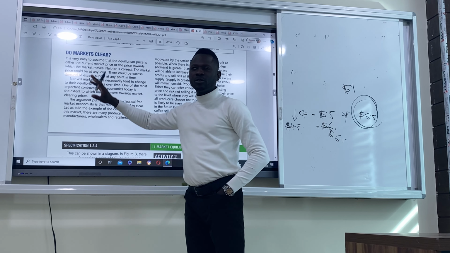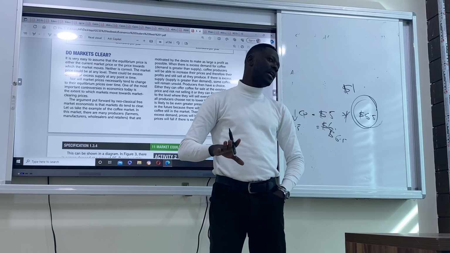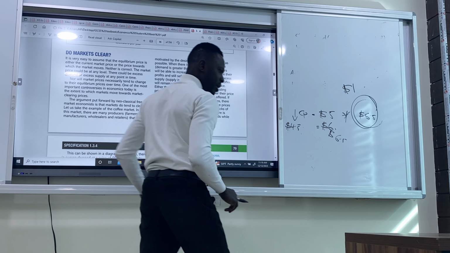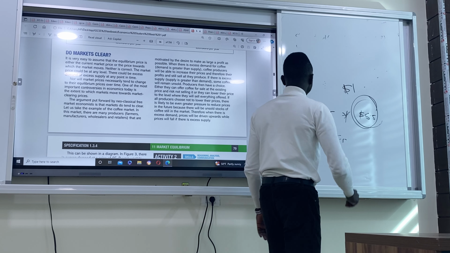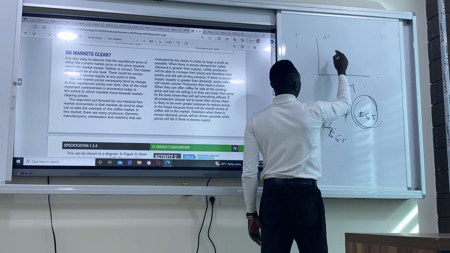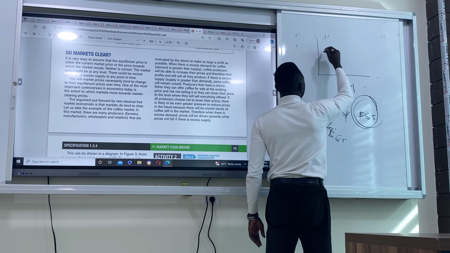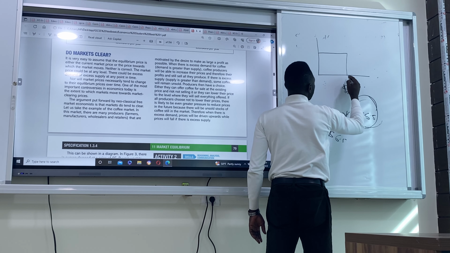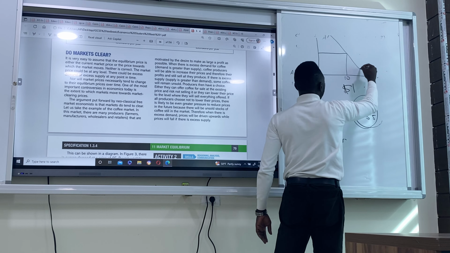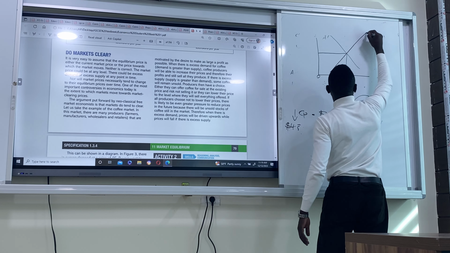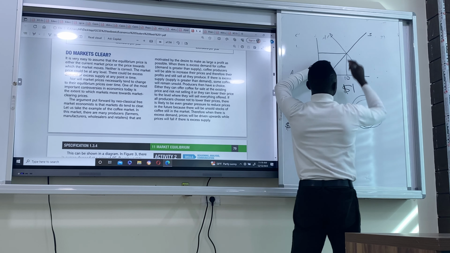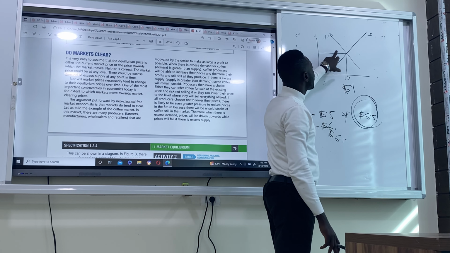Here they're saying, do we think that the market is always cleared? No. Because one thing is this. When we have our demand curve, let's say we have this point 0, and let's say we have the quantity here as 10. We have our demand and supply here. So at this point in time, this is our demand and supply. So here, what is happening here is equilibrium.